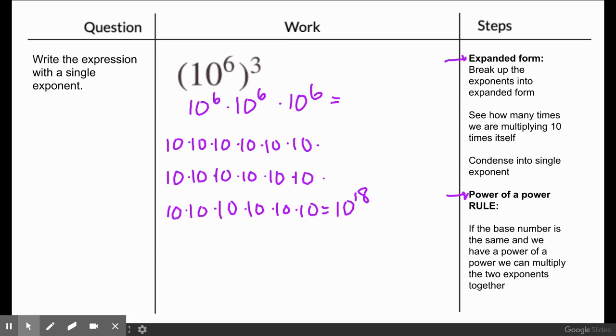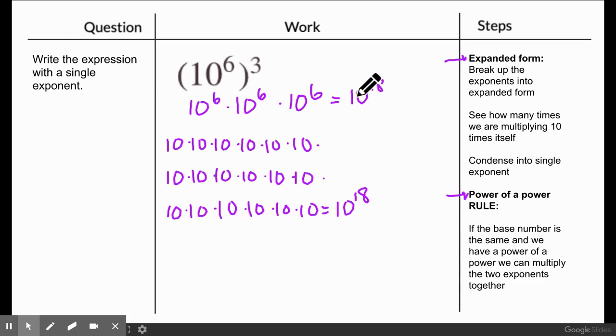So let's go back a step. If we're multiplying two exponents with the same base, we can just add these exponents together. So we can do 10 to the power of 6 times 10 to the power of 6 times 10 to the power of 6: 6 plus 6 is 12, and then 12 plus 6 is 18. So we have 10 to the power of 18.